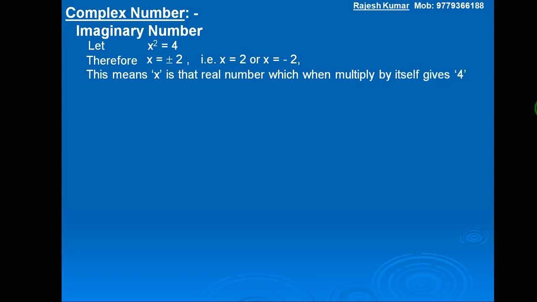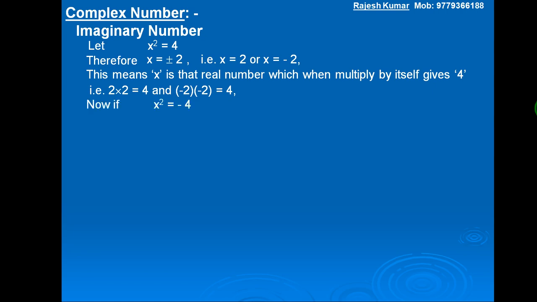This means x is that real number which when multiplied by itself gives 4. That is, 2 multiplied by 2 is equal to 4 and minus 2 multiplied by minus 2 is also equal to 4.